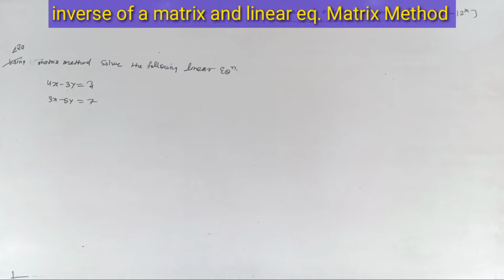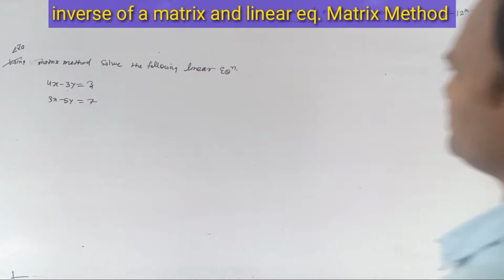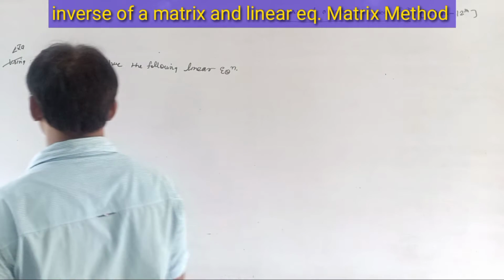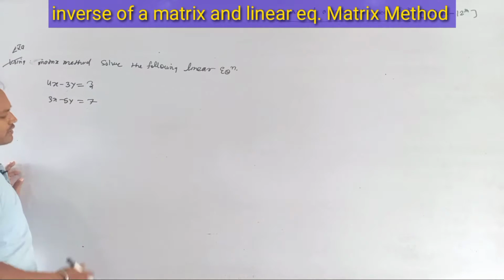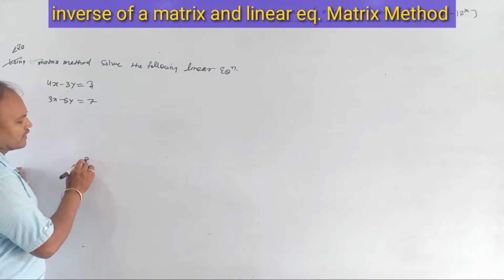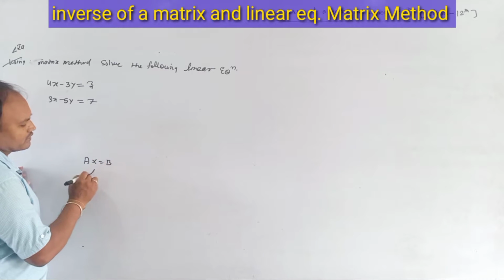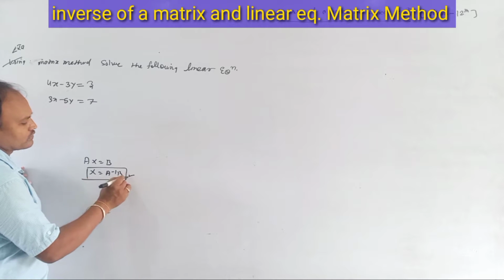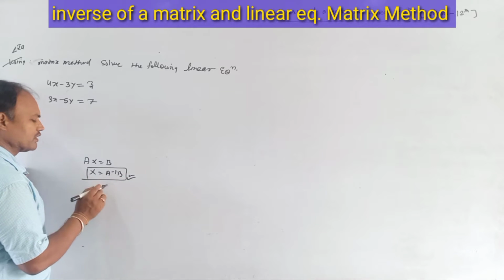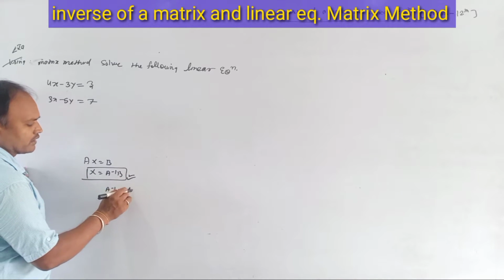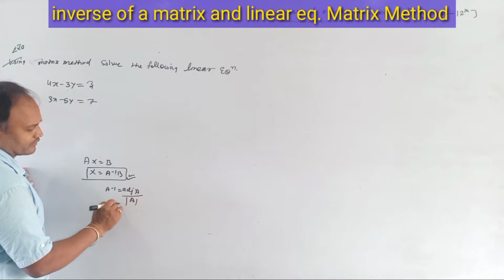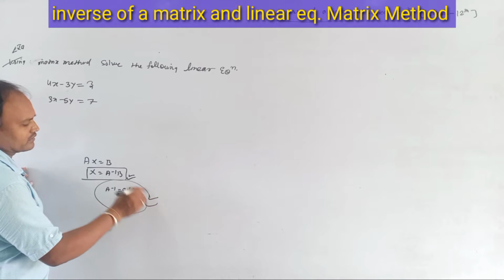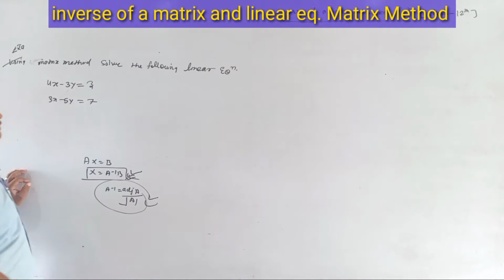In the previous video we have discussed the matrix method. What is the matrix method? I will explain again. If Ax equal B, then x equal A inverse B is the matrix method. Remember, A inverse equal adjoint of A upon determinant of A. You know this very well. Okay, so we are going to solve this.